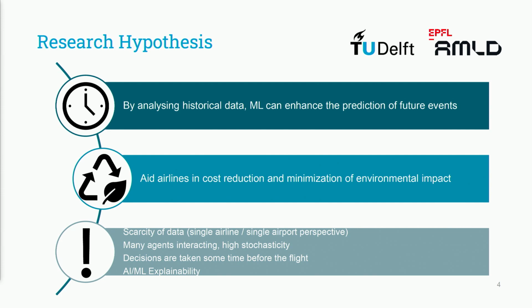So when approached by airlines, this is what we told them. We have a research hypothesis: supervised learning, by looking at historical data, can better predict future events. In this particular example, I used the use case of predicting future departure delays. We're making the case that if you can better predict these delays, you can better plan your flights throughout the day, so you will reduce your costs, and hopefully also have a lower environmental impact.